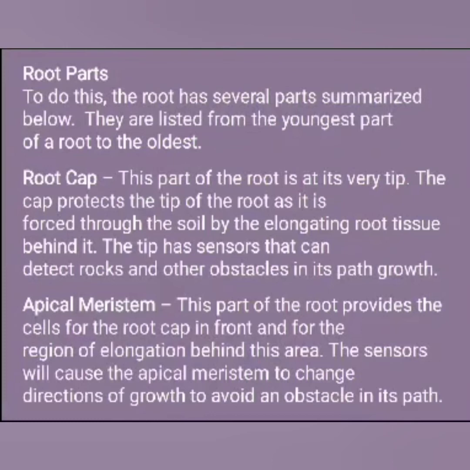The next one is the apical meristem. This part of the root provides the cells for the root cap in front and for the region of elongation behind this area. The sensors will cause the apical meristem to change direction of growth to avoid an obstacle in its path. It is a region of cells capable of division and growth in the root and shoot tips in plants. The apical meristems give rise to the primary plant body and are responsible for the extension of the roots and shoots.